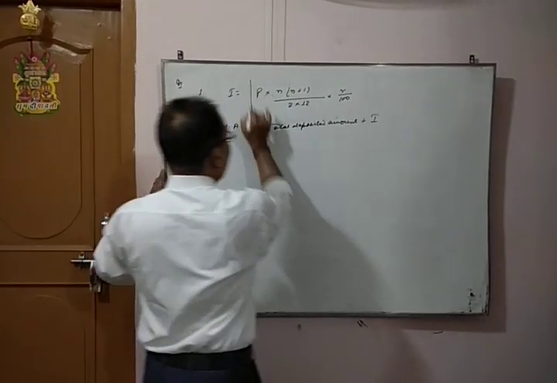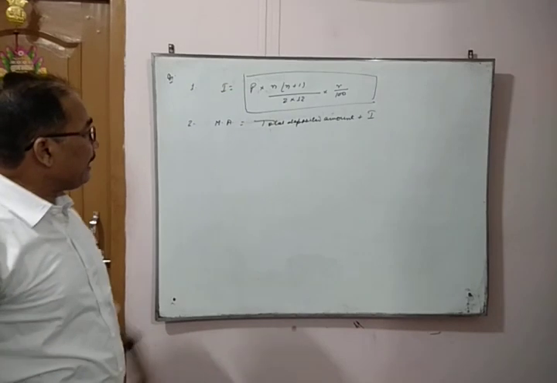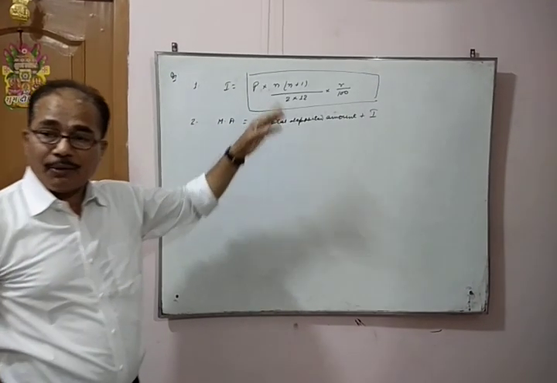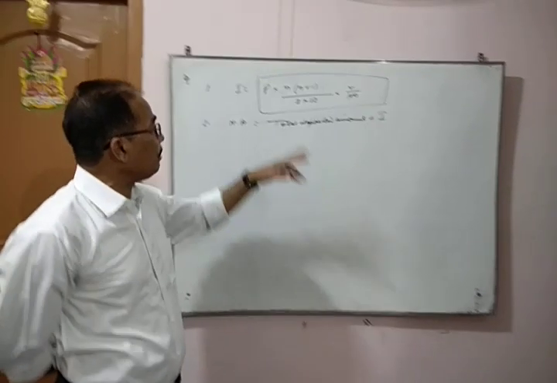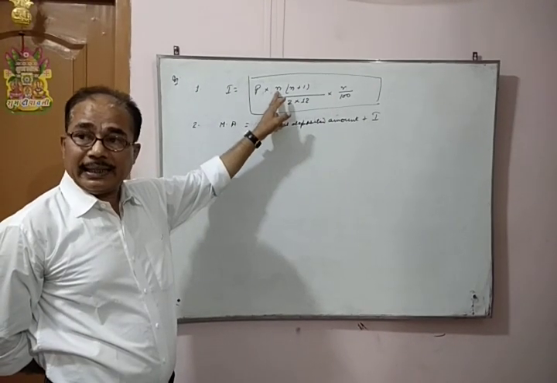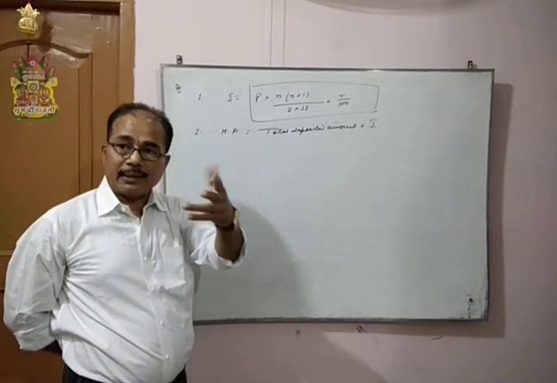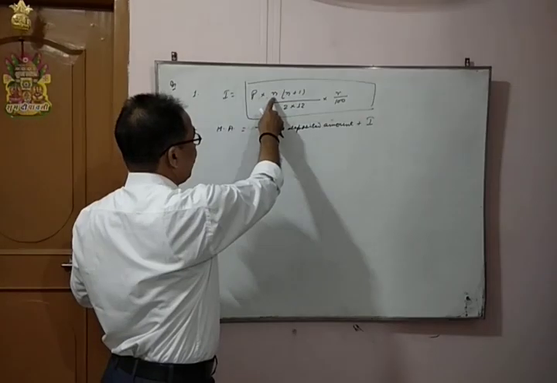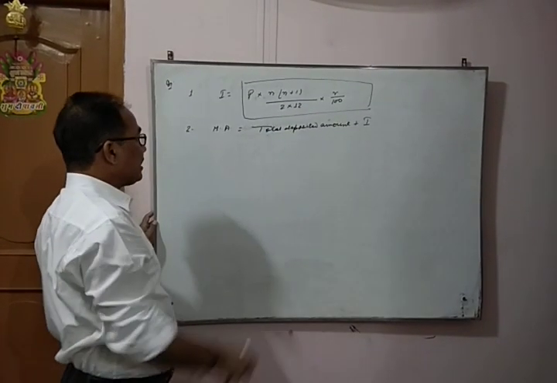This is one of the formulas to calculate the interest, and the symbols indicate: P is the monthly installment. Monthly installment means whatever money is deposited by the depositor per month. N is the time period in months. If the time period is given in years, convert it into months, and that is the value of N. R is the rate percent. So this is the formula to calculate the interest.